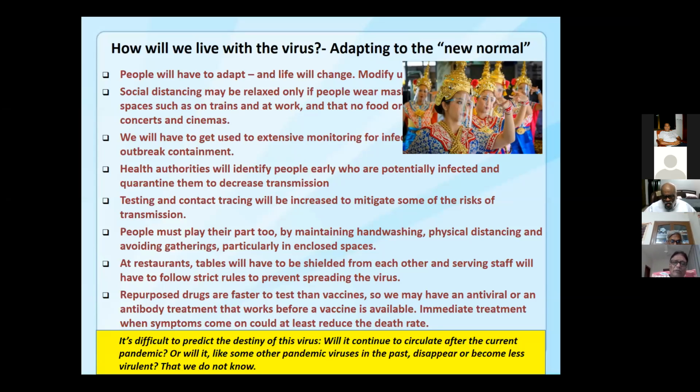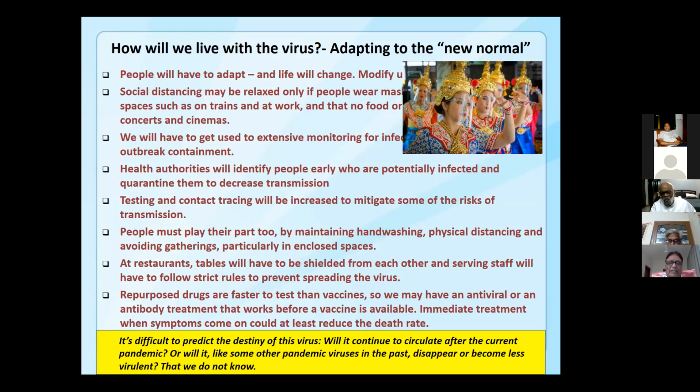At restaurants, tables will have to be shielded from each other. Serving staff will have to follow strict rules to prevent spreading the virus. Repurposed drugs are faster to test than vaccines, so we may have an antiviral or an antibody treatment that works before a vaccine is available. Immediate treatment when symptoms come on could at least reduce the death rate.